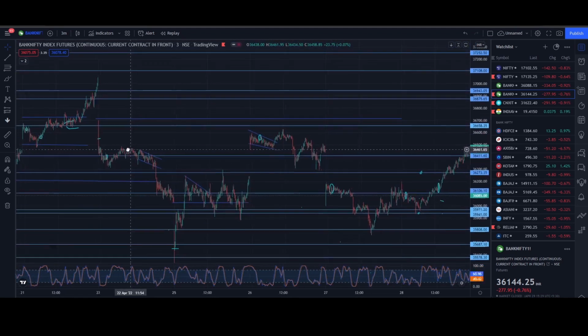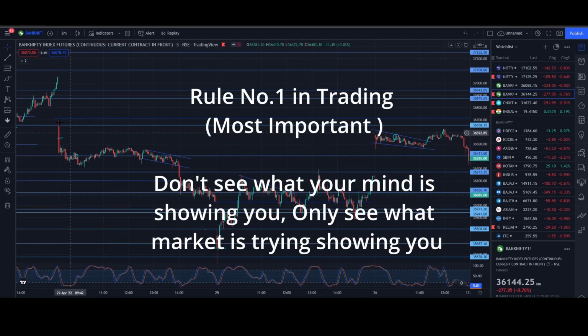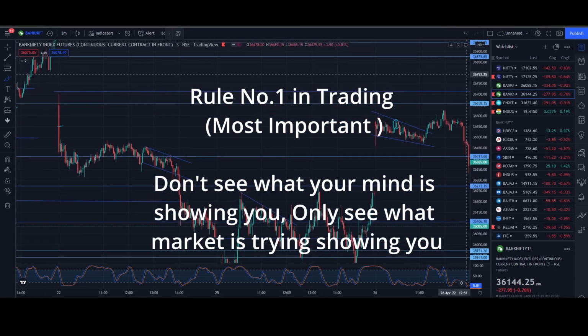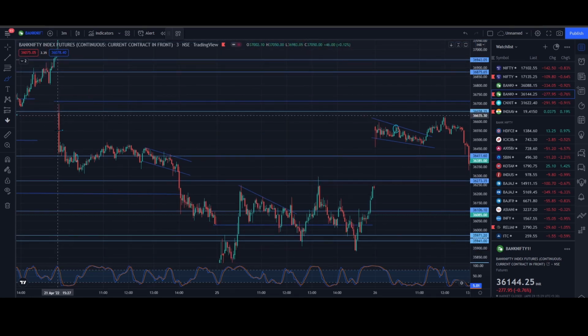The first and foremost thing that you have to look at is that you do not see what your mind is showing you. You have to only see what the market is trying to show you. Just to give you an example, today if the market has opened with such a big drop and you believe that the market would be covering up the gap, but there is no sign that the market will be going up. The only thing you would have said is, see, the market is going up over here. From here till here the market is steadily going up. It is going to go ballistic and close the day on the day's high, or it is going to give you a good trade to the market top.